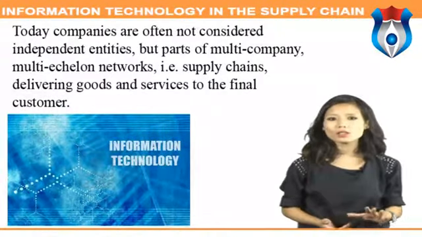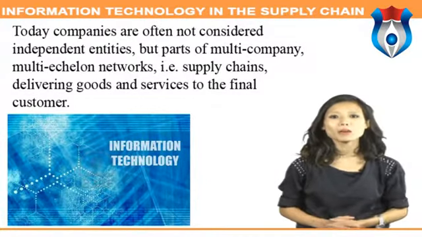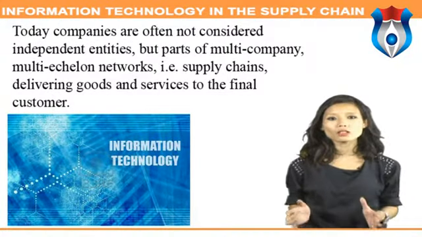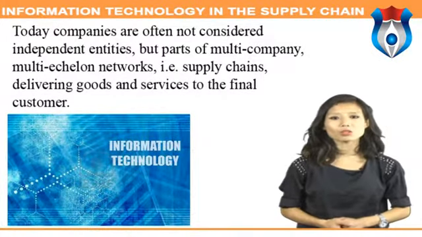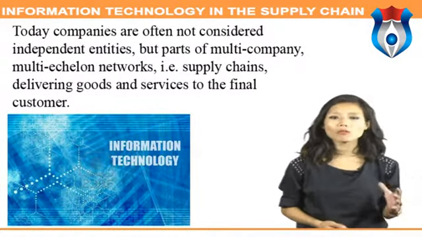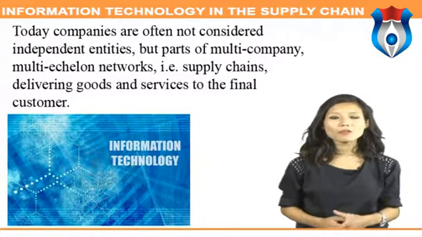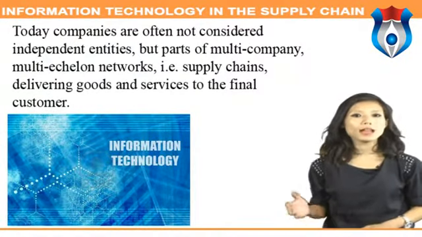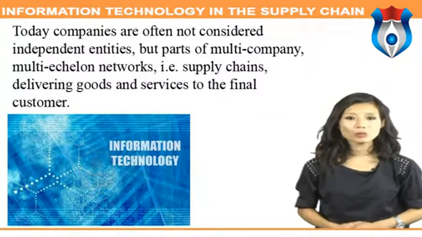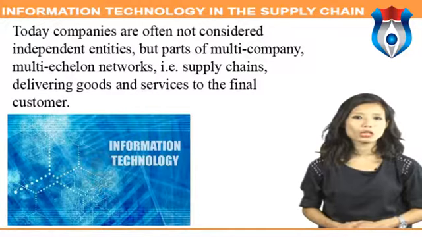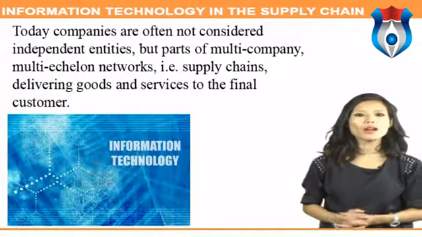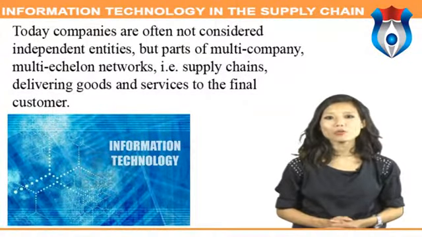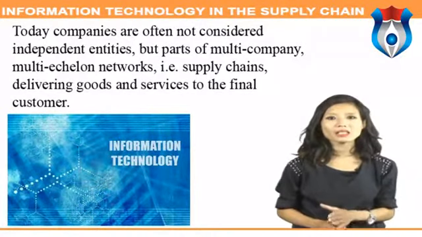Today, companies are often not considered independent entities but part of multi-company, multi-echelon networks, that is supply chains delivering goods and services to the final customer. Supply chain management (SCM) literature proposes that integrated control of these multi-company networks can provide significant benefits. The utilization of information technology (IT) in turn is considered an imperative requirement for managing these networks and has been associated with significant supply chain efficiency improvements. Although the importance of IT for efficient SCM is widely acknowledged, empirical research assessing how IT is in practice used for the purposes of SCM is narrow.